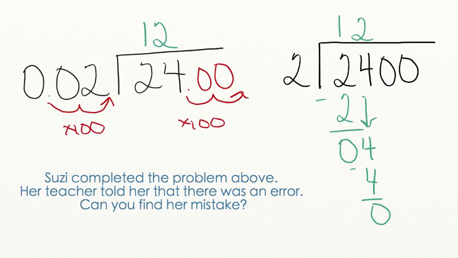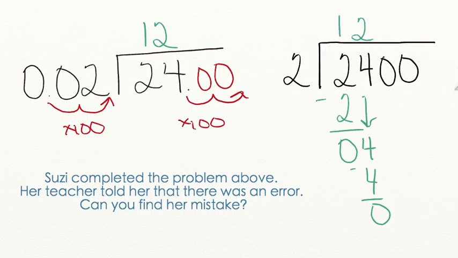Susie completed the problem above. Her teacher told her that there was an error. Can you find her mistake? Let's walk through it together. She started by dividing 24 wholes by 2 hundredths. She moved her decimal value over 1, 2 places, which is multiplying it by 100. And she also multiplied 24 wholes by 100, moving the decimal value over 1, 2 places. She rewrote her problem as 2,400 divided by 2.